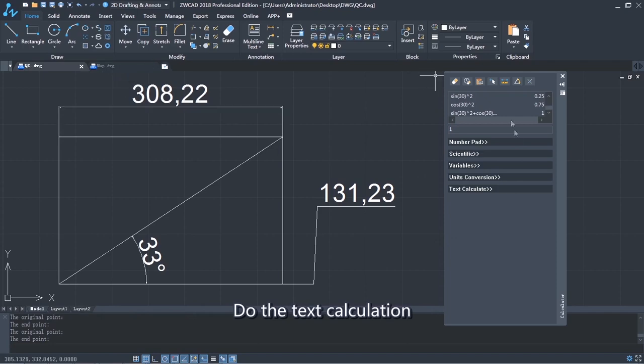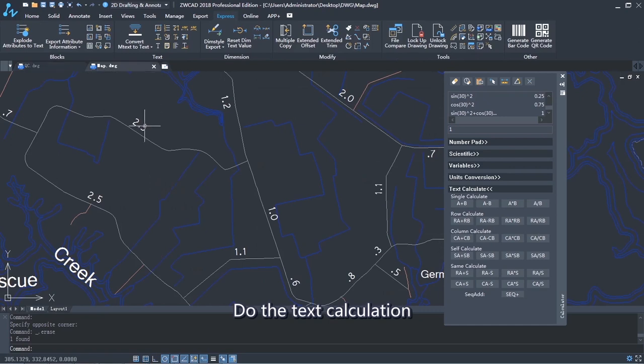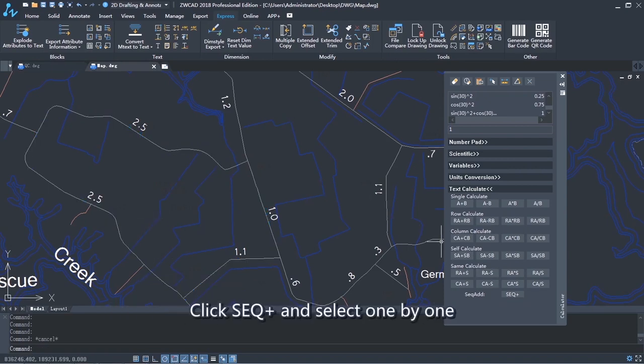Do the text calculation. For example, you need to know the length of this area. Click SEQ plus and select one by one. Enter to insert the value added.